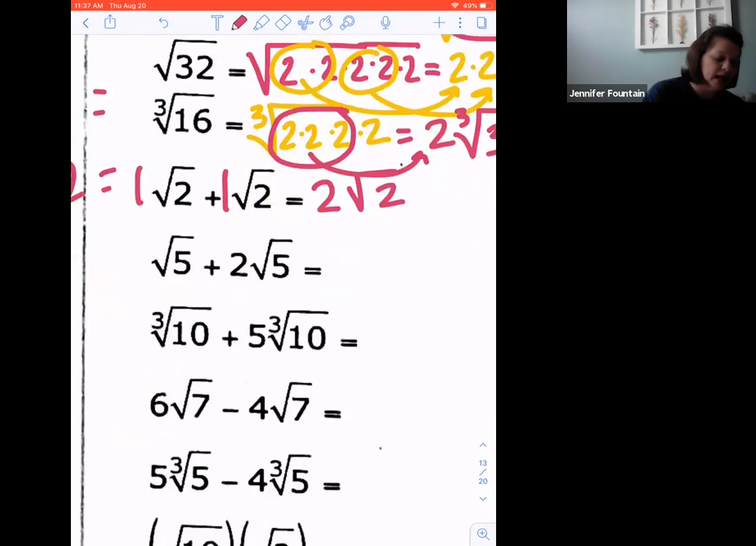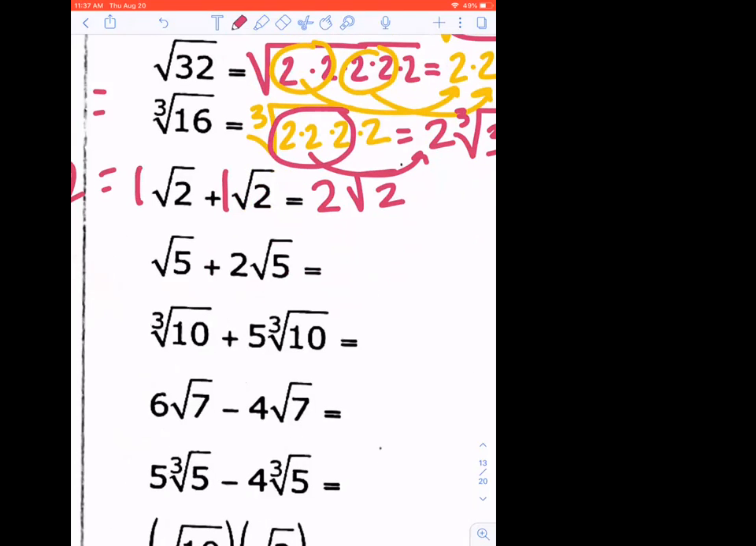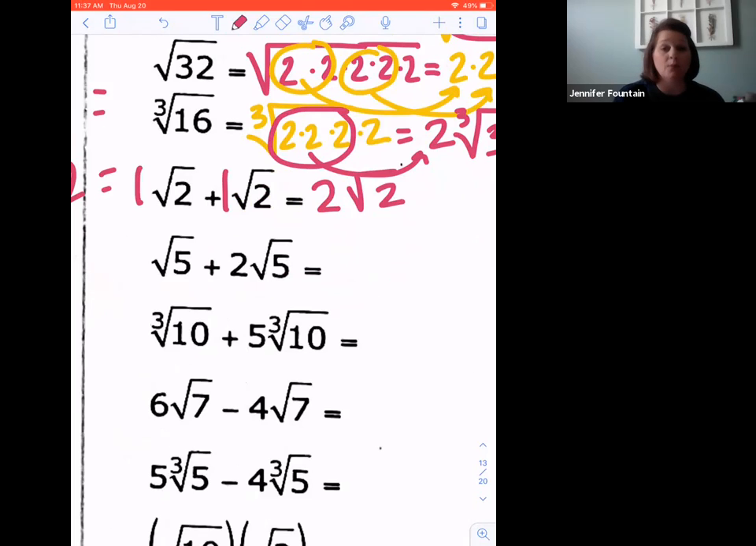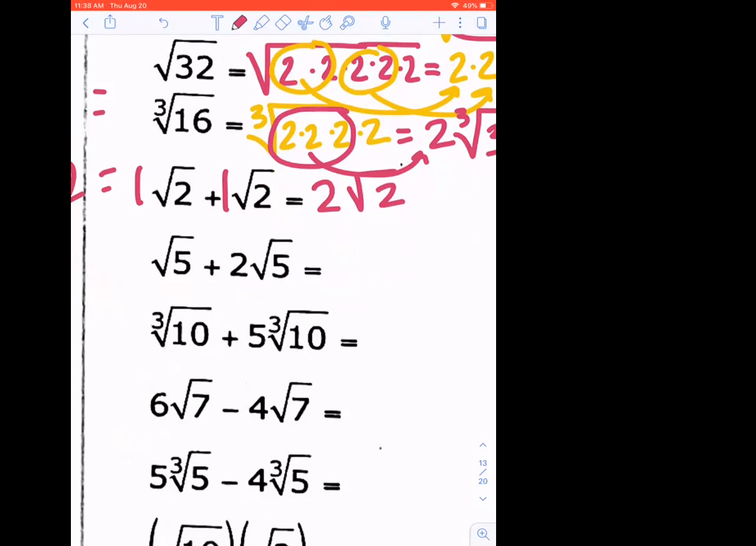The next one, I don't have anything in, I have a question. What's that? So on the last problem, the cubed root of 16, where our index is 3, how come the 3 2's are 3 cubed instead of 8?